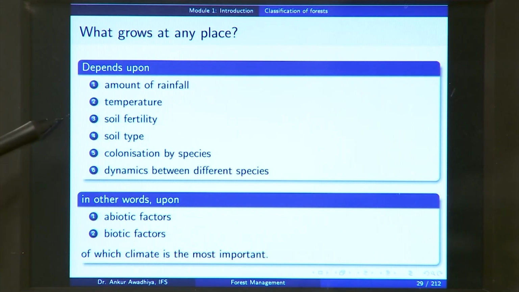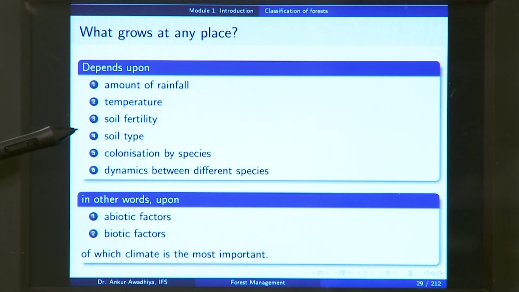What grows will also depend on the fertility of the soil at that particular location. If you have a location that has very infertile soils, then probably you will be seeing some pioneer species, plants which can thrive in lesser fertility as compared to those plants that require a much greater amount of nutrients to put up a fast growth.